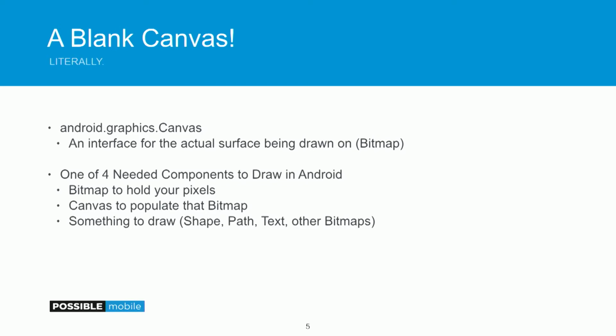Next, you need your thing to draw. There's a bunch of ways to do this. You can just draw shapes, rectangles, circles, paths for more complex shapes, text. You can draw other bitmaps into your bitmaps, so the possibilities are pretty endless. And then last, you need a paint object to describe how you want those things to look. Because a word is a word, but you want a typeface, you want font size, all those things.